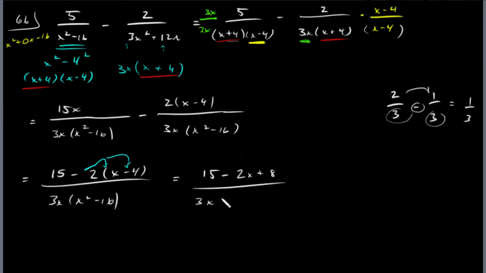Now here you don't need to simplify this denominator. It's just standard that this is what you like your denominator to look like. So go ahead and do it. And then combine like terms. The 15 and the 8 combine. So you get negative 2x plus 23 over, and that is an x. Alright, so you've got 3x times x squared minus 16.